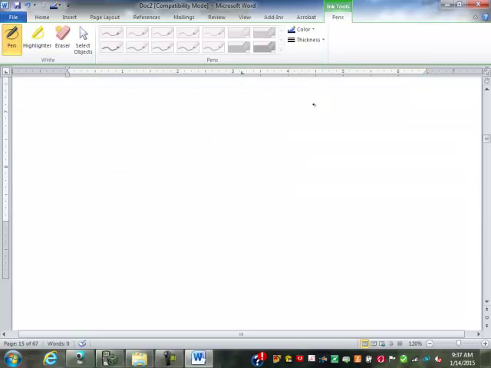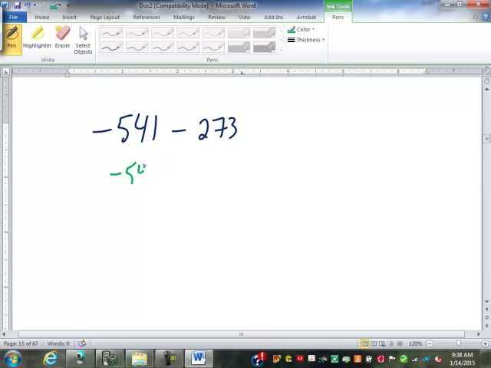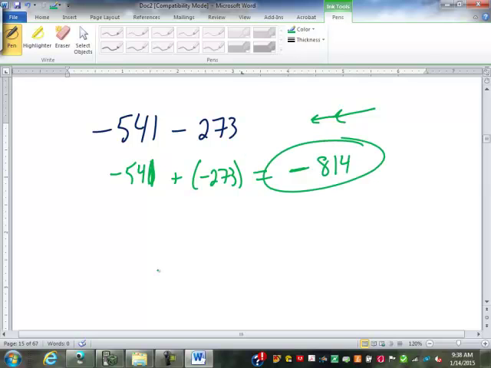So that is subtraction. And it works with larger numbers as well. Then we could have a negative 541 minus 273. We would have to change that. Negative 541 plus a negative 273. So you get 541 negative 273, they go the same direction. So the answer is negative, and you just add them together to get 814. So it's a negative 814.